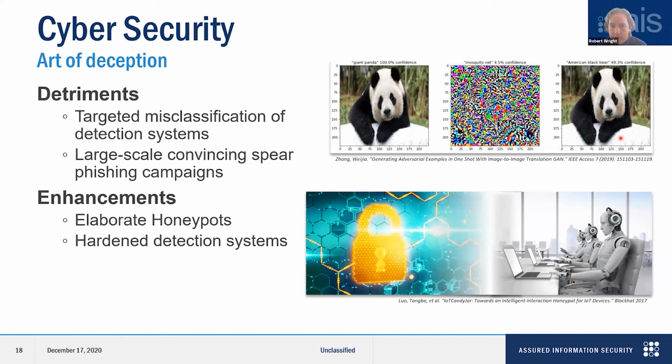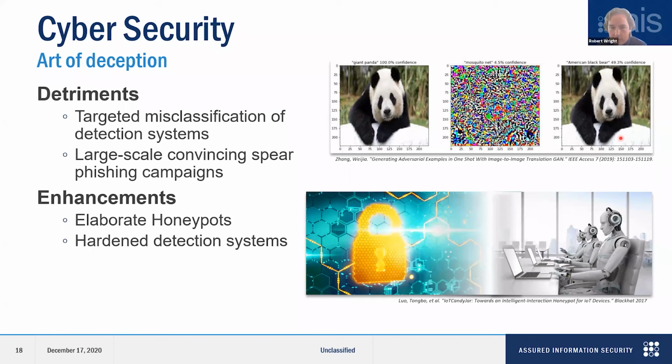Also, we're probably going to see, using this technology, some larger scale, more convincing spear phishing campaigns, where the adversaries can use this technology to create hyper-personalized, convincing attacks to get people to reveal certain information that the attackers can then use in later campaigns.